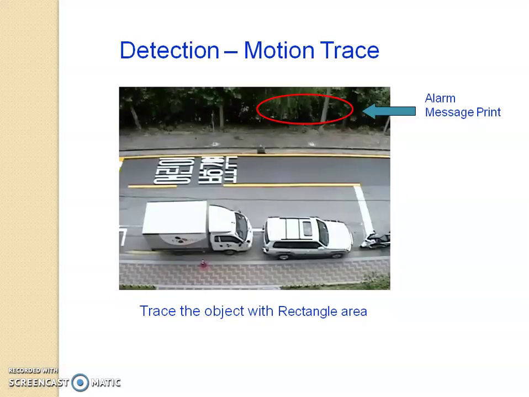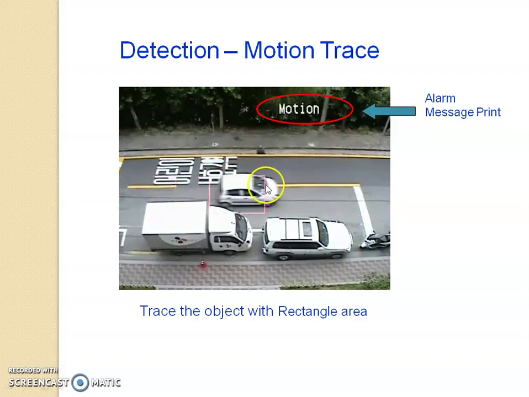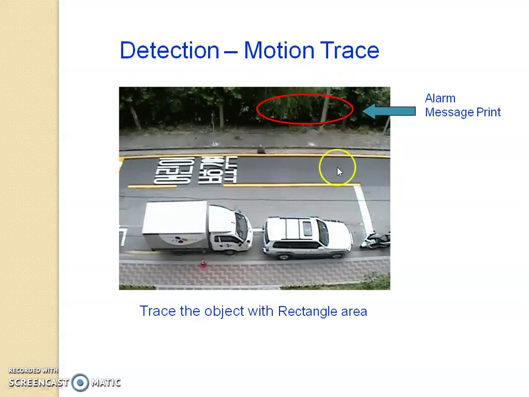Next is motion trace. So here you can see once a motion is happening, it is being traced. We saw a vehicle which is traveling here, and immediately we see a message which tells of motion. So that is to tell that something is moving in a particular area.